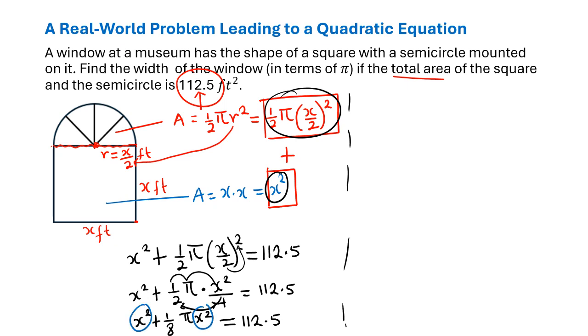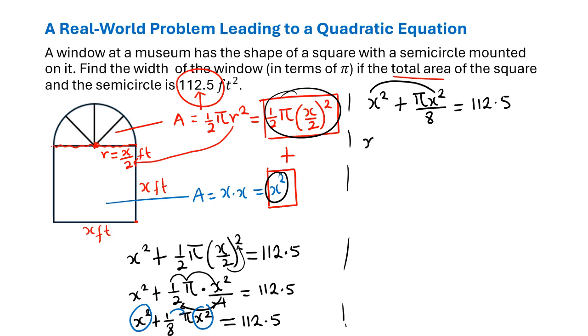Okay, factor that. So this is what I can do here. And then I can also multiply 1 times pi to give just pi. So maybe I can rewrite this expression as x squared plus pi x squared over 8, and that should be equal to 112.5.